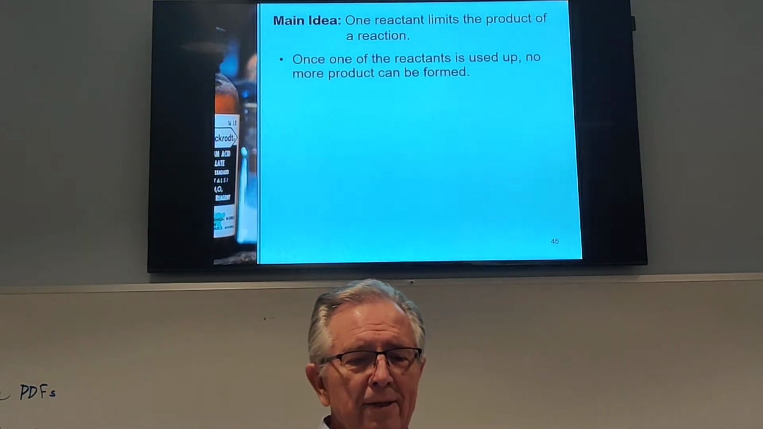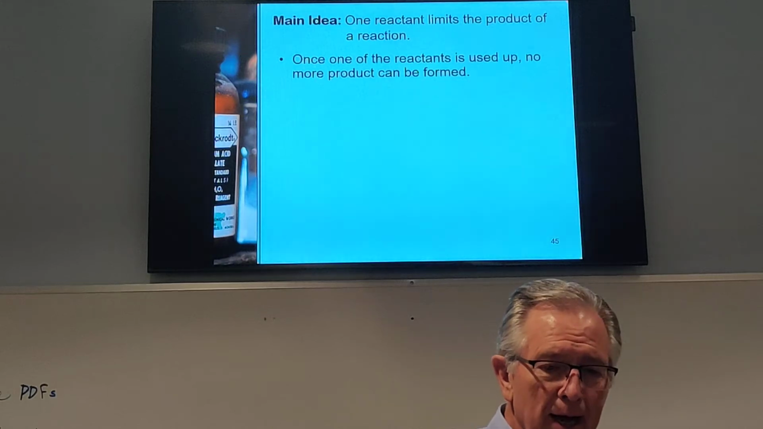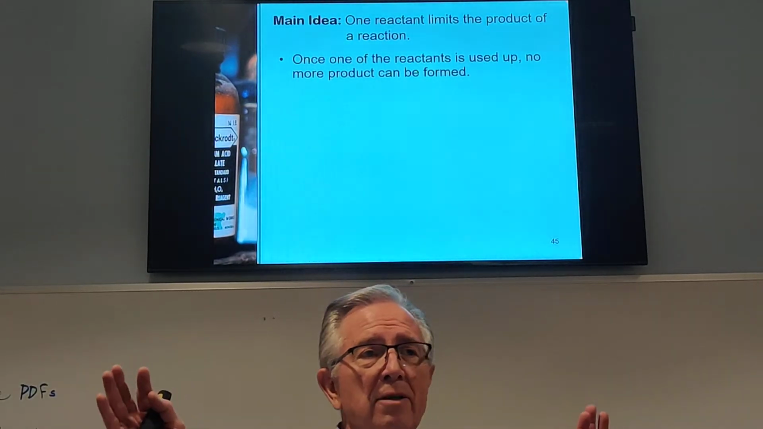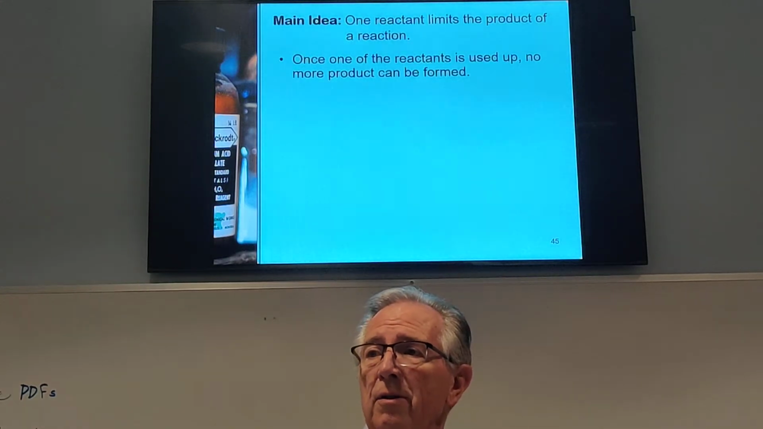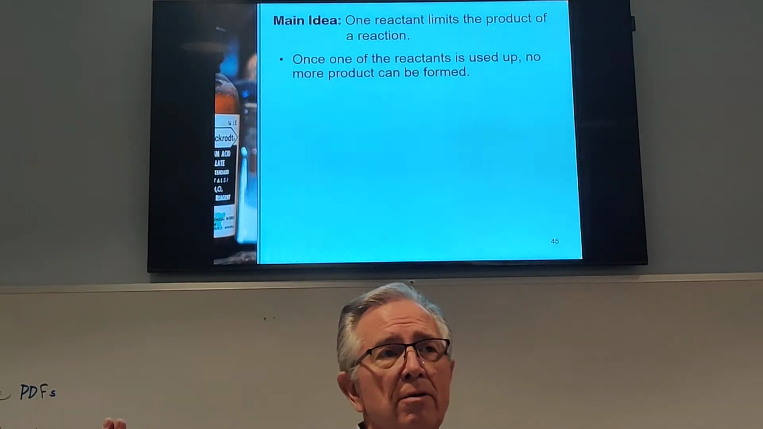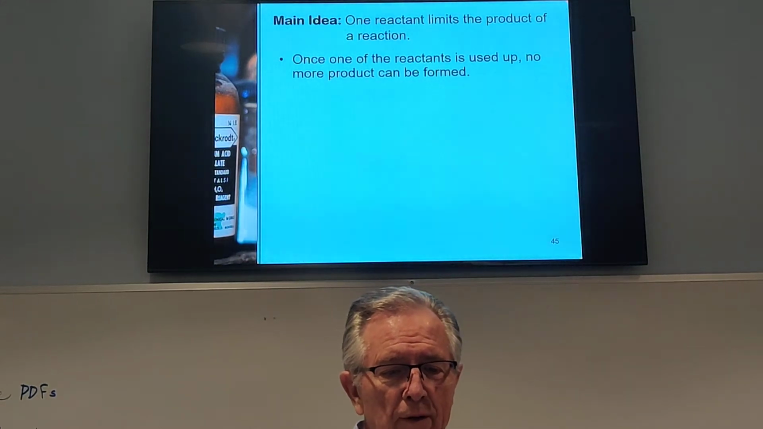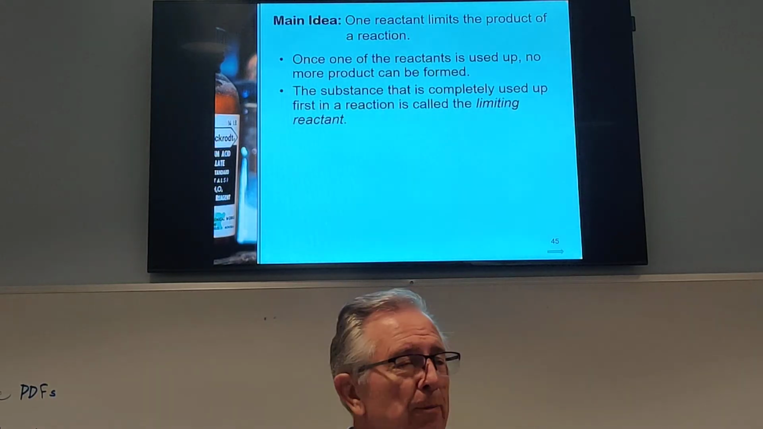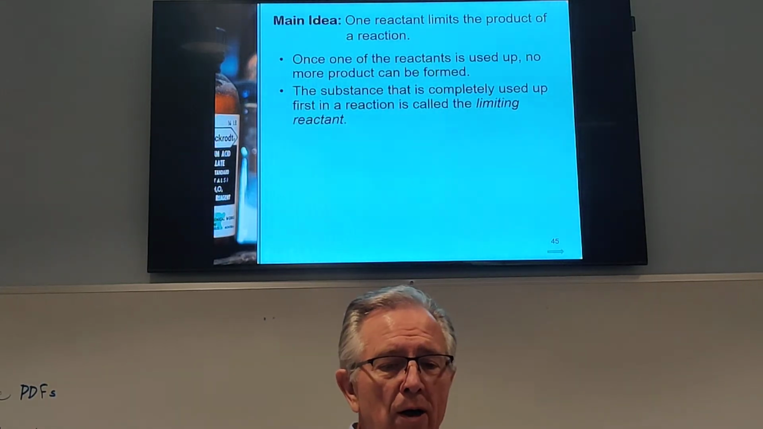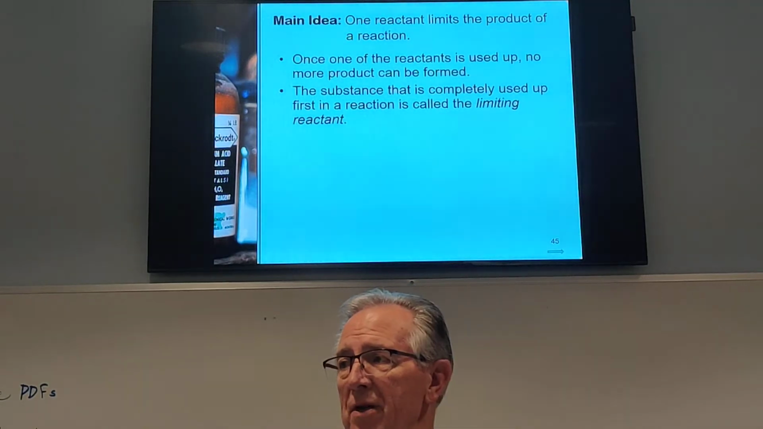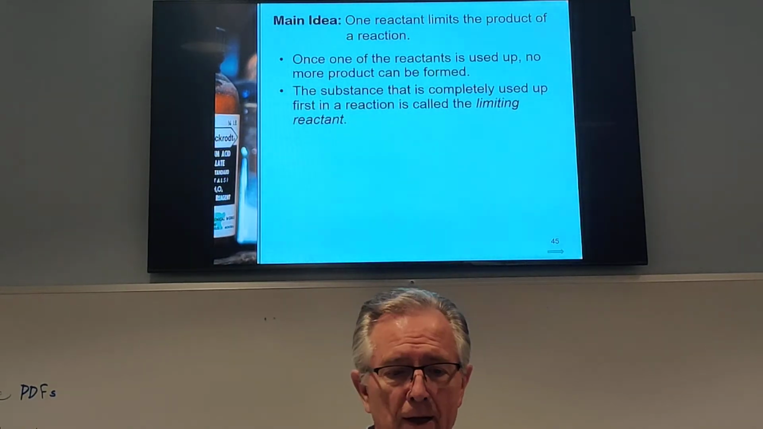One reactant limits the product of the reaction, and once one of the reactants is used up, the reaction stops, even though there's still more of the other reactant. There's nothing for it to react with. So the reaction stops when one of the reactants is used up, and the substance that's completely used up we're going to call our limiting reactant. It limits how much of the product I can produce.